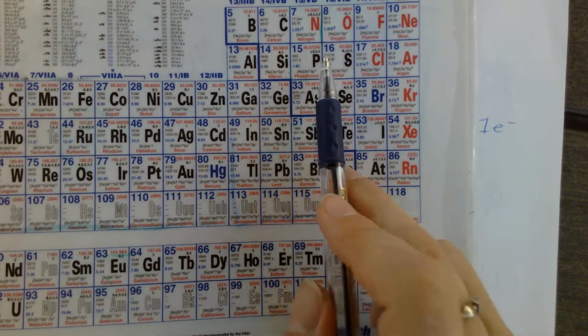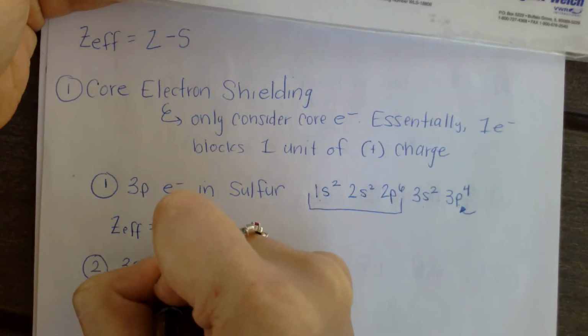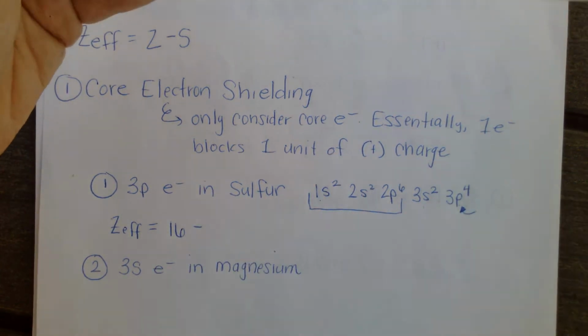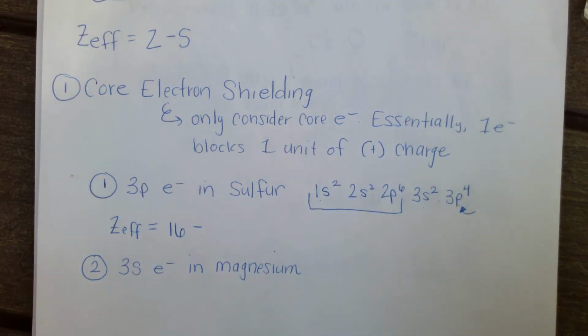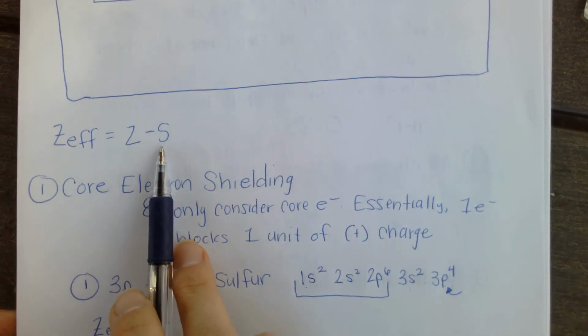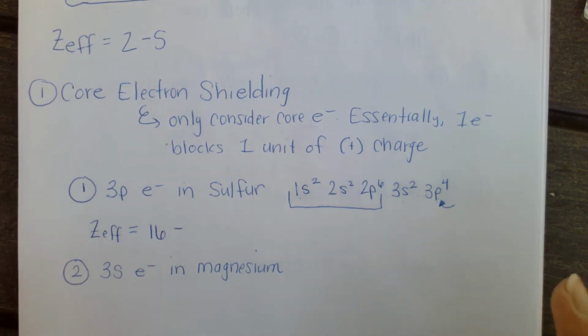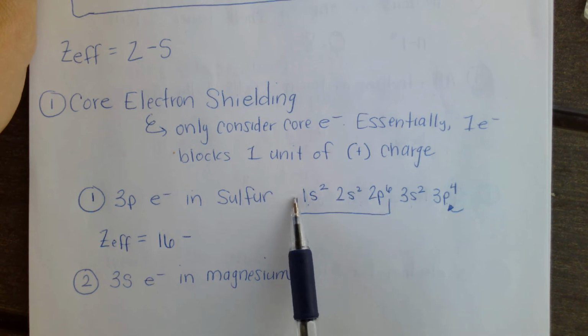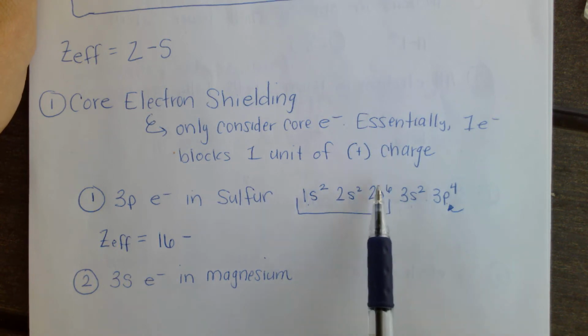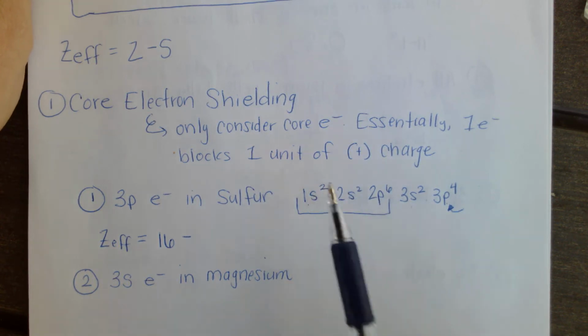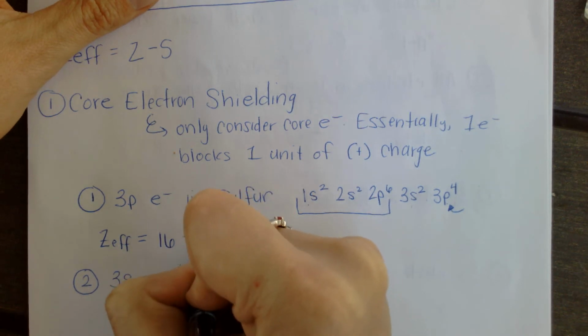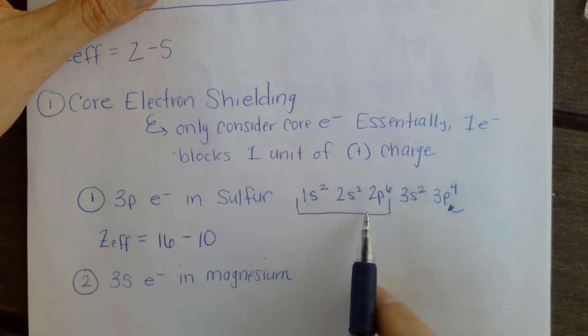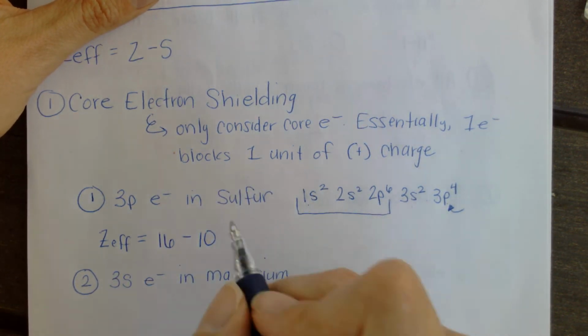So we have 16 protons. So that's our Z. And then we have to have our S. So S is going to be the number of electrons that are going to shield. So that's all of these in lower shells. So we have 6, 7, 8, 9, 10. So all 10 of those electrons in those lower shells are going to shield.